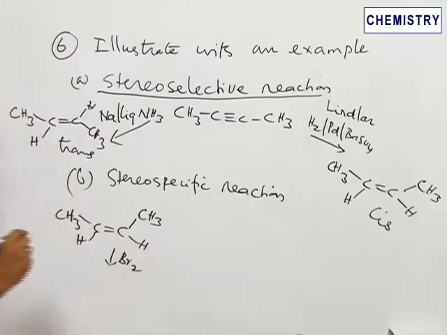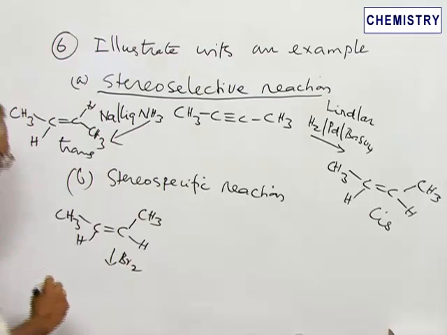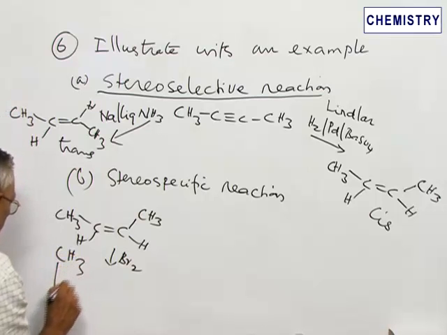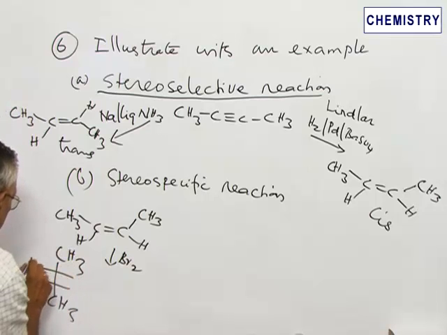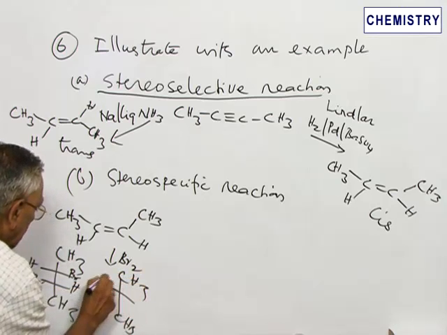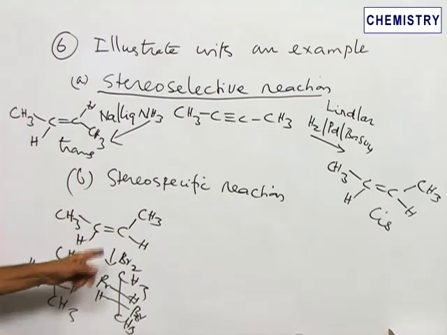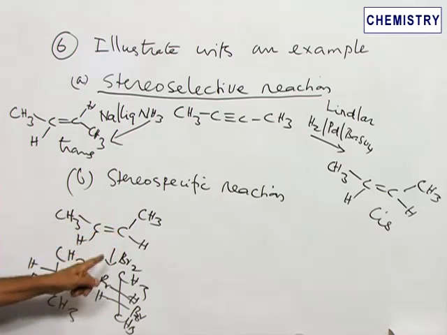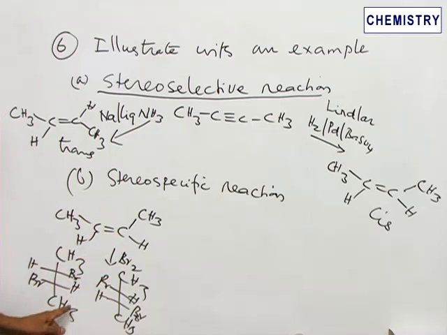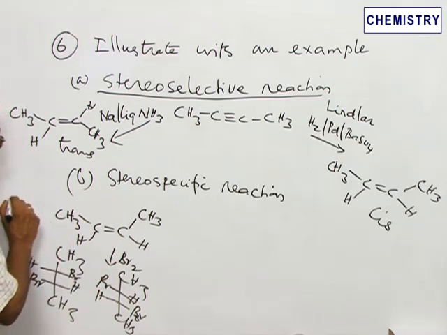Now subject this to bromination. Treat this with bromine. It will form 2,3-dibromobutane. 2,3-dibromobutane will be a racemic mixture. These two are mirror images. Actually, cis-2-butene on reaction with bromine will produce 2,3-dibromobutane. This is optically active. We have a pair of enantiomers, so you get a racemic mixture.